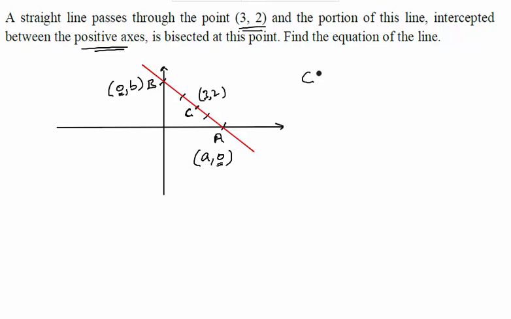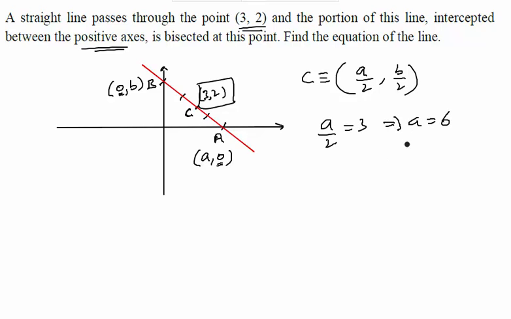Now, let us try to write the coordinates of C but in terms of a and b. Since C is the midpoint of AB, using the midpoint formula I can write that C is (a + 0)/2, which is a/2, and the y coordinate is (0 + b)/2, which is b/2. But it is already known that C is (3, 2), which means that a/2 is equal to 3, so a is equal to 6, and b/2 is equal to 2, implying b is equal to 4, right?